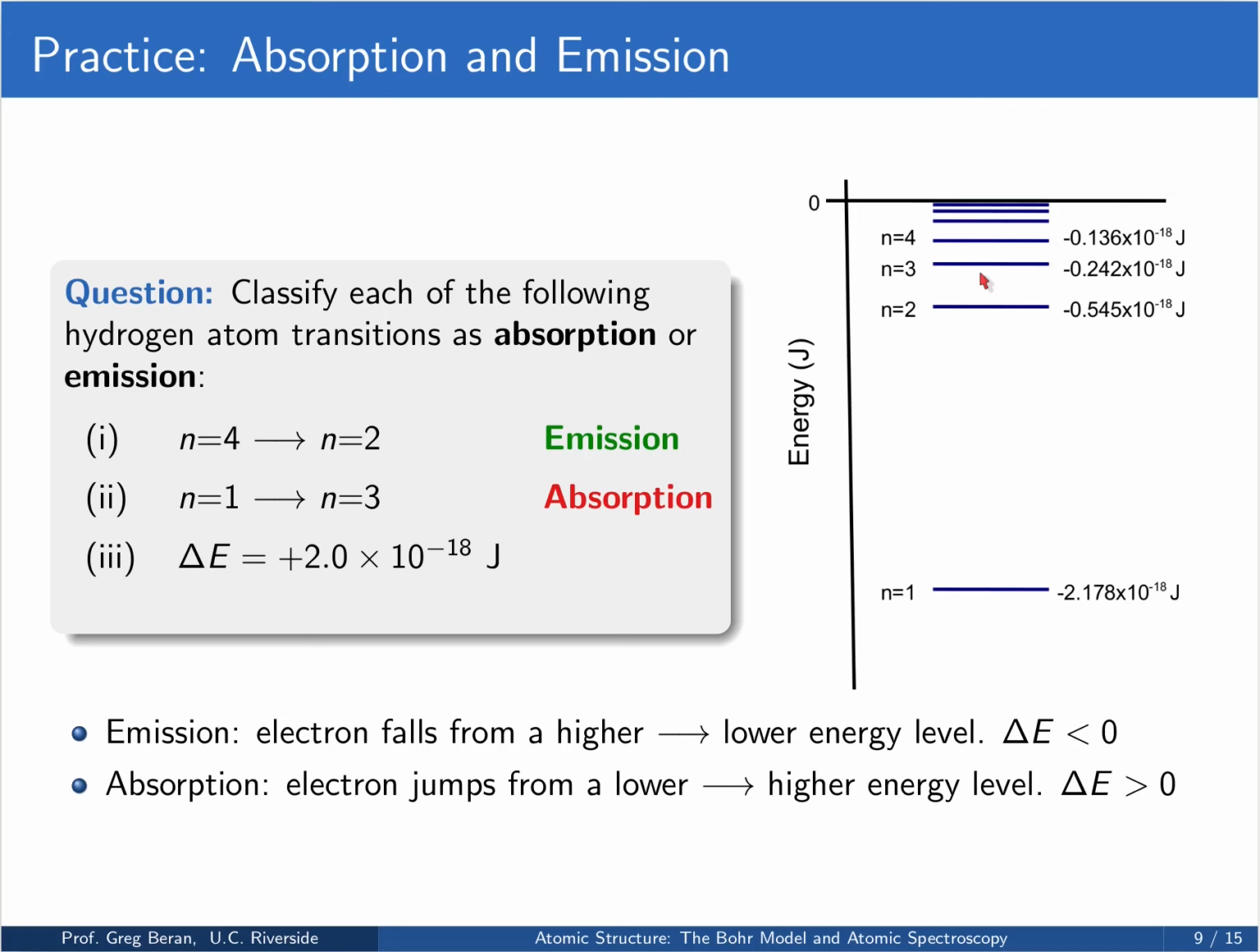For this third example, with delta E equals plus 2 times 10 to the minus 18 joules, we're gaining energy in the system. So we're moving up from a low energy one up to a higher energy one. It turns out in this case that this particular example corresponds to the n equals 1 to 4 transition. So we're absorbing light and going from n equals 1 to n equals 4.